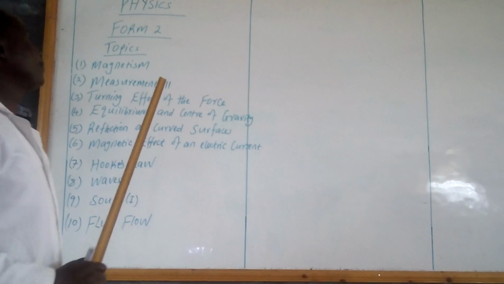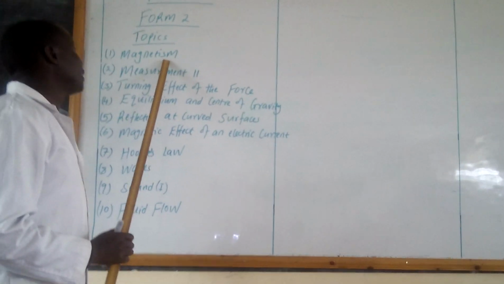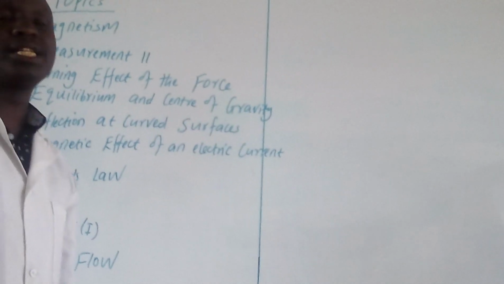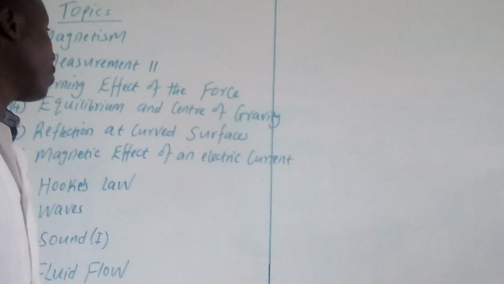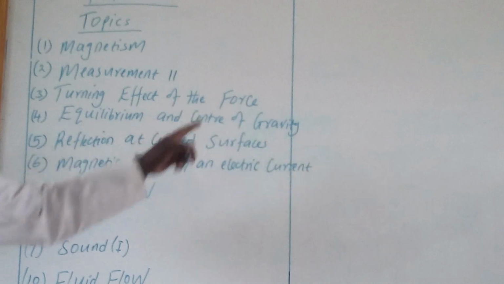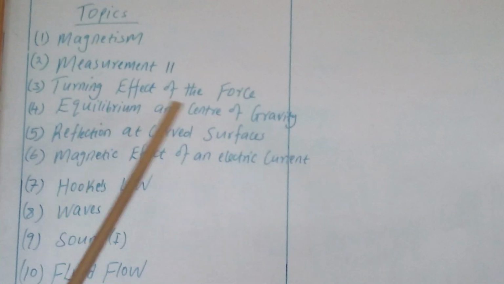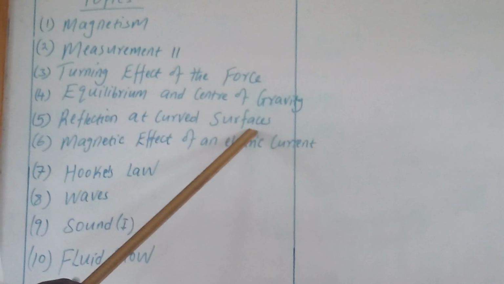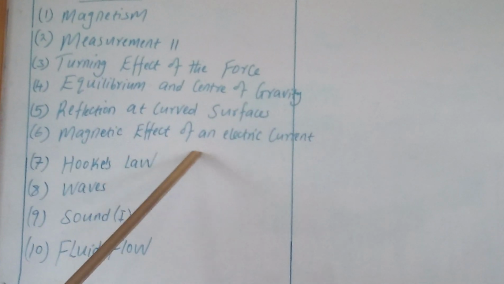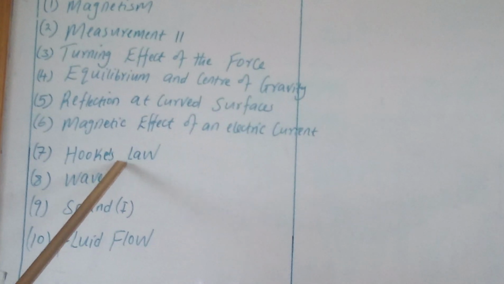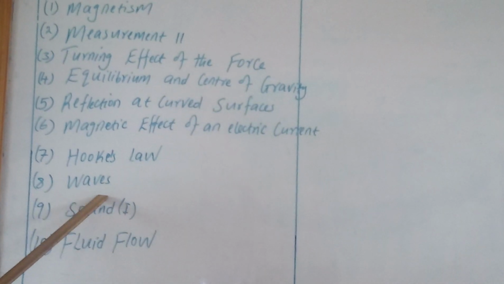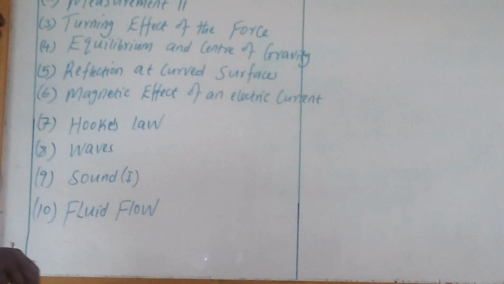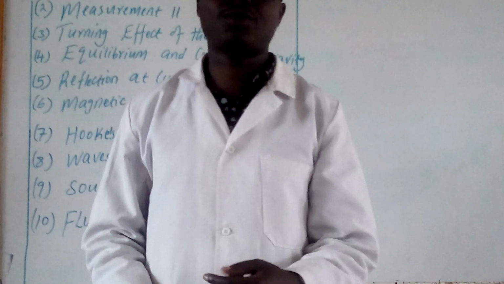The first topic is magnetism, measurement 2, which means there is measurement 1, and measurement 1 is found in Form 1. Then turning effect of the force, equilibrium and center of gravity, reflection at curved surfaces, magnetic effect of an electric current, Hooke's law, waves, sound 1, and the last, fluid flow. Okay, so we will start by discussing from the first one to the last one.